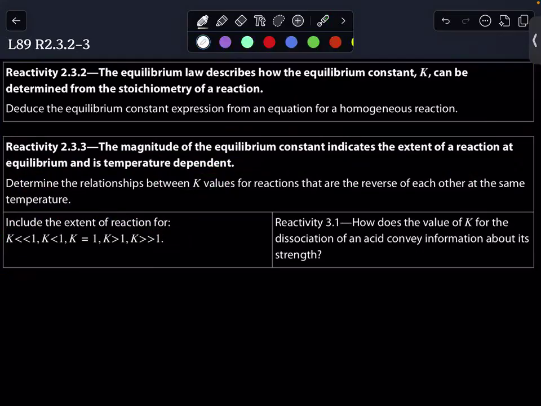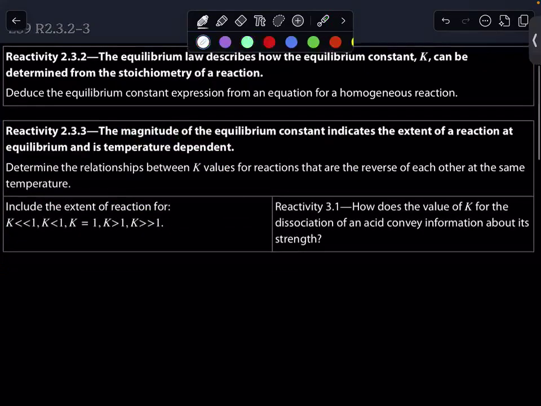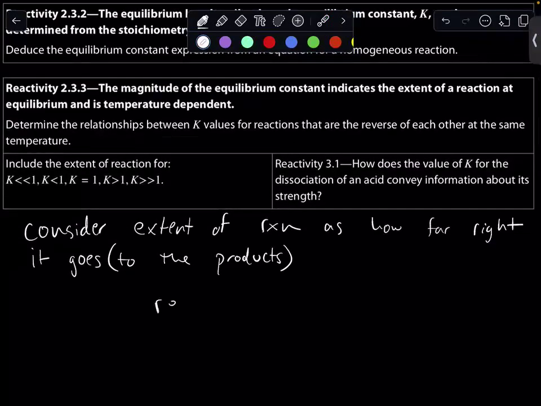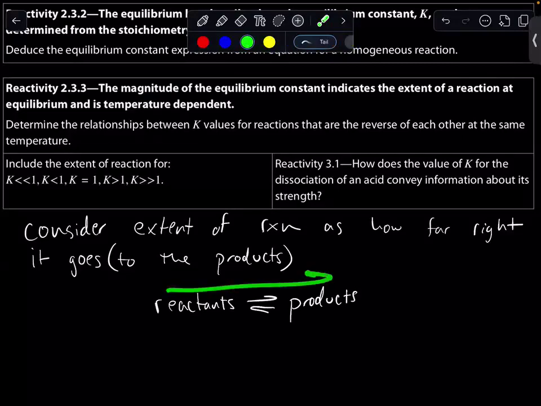With all that said, let's talk about equilibrium a little bit. So generally we consider the extent of a reaction as how far right it goes. And what that means is right is to the products, because when we look at an equation, the right side is the products. It's always reactants to products. So our extent of a reaction is how far to the right it goes.